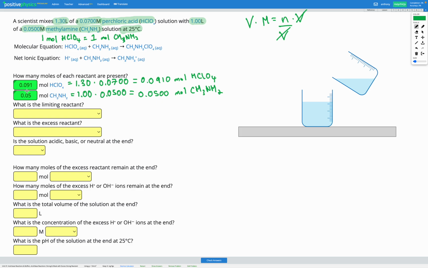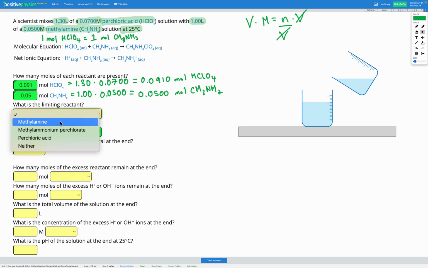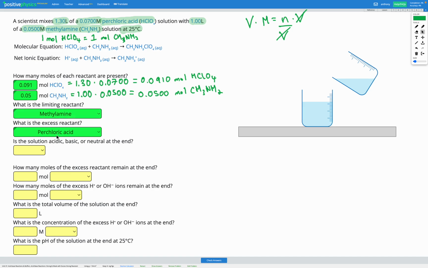So in this question, since we have 0.091 moles of perchloric acid, which is more than the 0.05 moles of methylamine that we have, we know that perchloric acid is the excess reactant. So we can fill that in here. Our excess reactant is perchloric acid. Our limiting reactant is methylamine. Because the excess reactant is an acid, our solution is going to be acidic in the end.